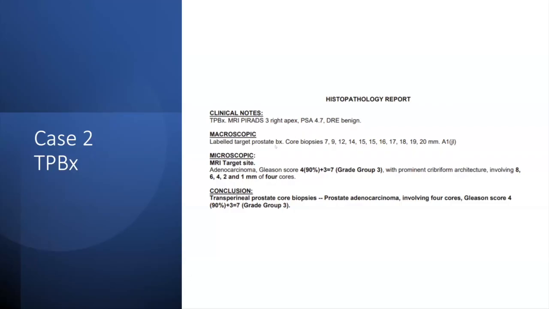So he had targeted biopsies, and that is grade group 3, high percentage pattern 4, including cribriform architecture, and maximum 8 millimeter in length. So I guess obviously this is in somewhat contrast to the first case, which was pretty straightforward, and we really wanted to illustrate just how challenging and nuanced prostate MRI can be.